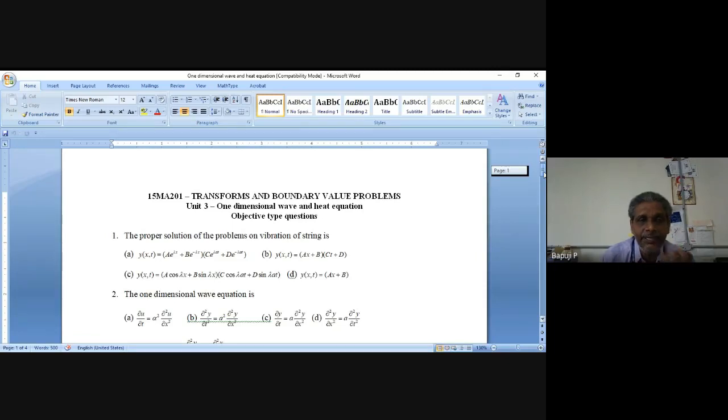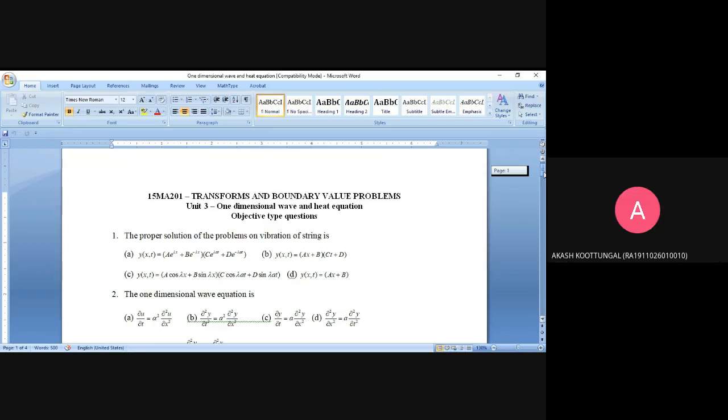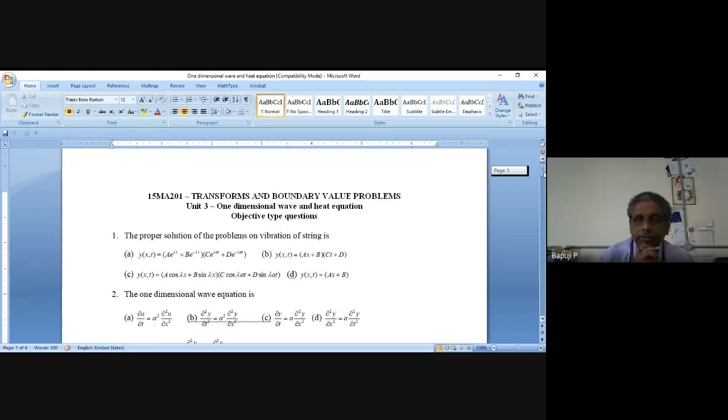We have done px, and I told you he is using lambda. Don't worry, some textbooks follow one way. C is cos lambda x, b sin lambda x, c cos lambda at, d sin lambda at. D is ax plus b. Which is the correct answer in this? C, sir. But if they ask possible solutions, these three can be written. Which is the correct solution? This is the solution.